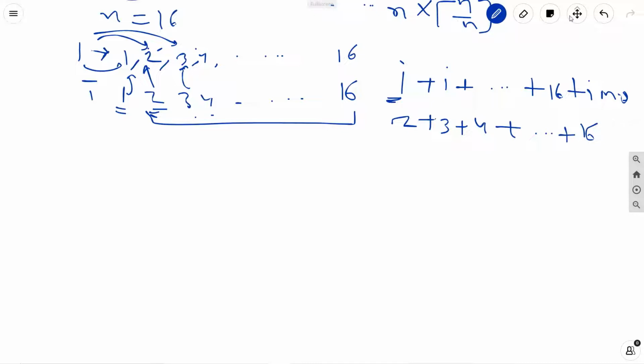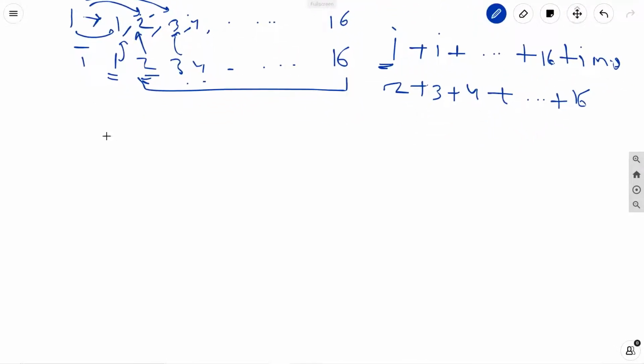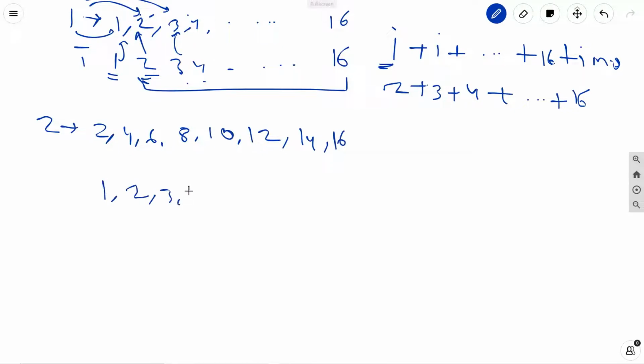Okay, now let's take 2, and this time it will become clear why we are doing this. So for 2, if you write all its multiples, or the numbers for which 2 is a divisor, then it is like this: 2 4 6 8 10 12 14 and 16. So these are the numbers for which 2 is a divisor. And if we divide these numbers by 2, we get something like this: 1 2 3 4 5 6 7 and 8.